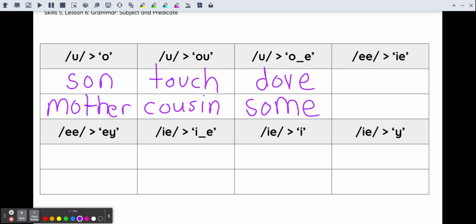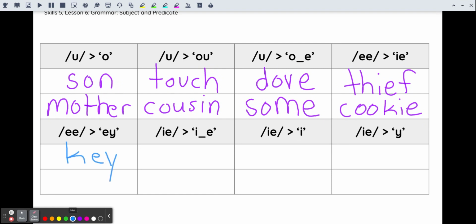Next, we have E, spelled I-E. Thief and cookie, where the I-E says E. Now, on the next row, we have E, spelled with an E-Y. Did you say key? Or how about hockey?